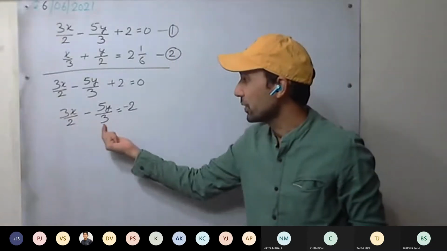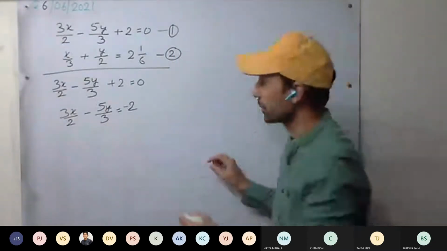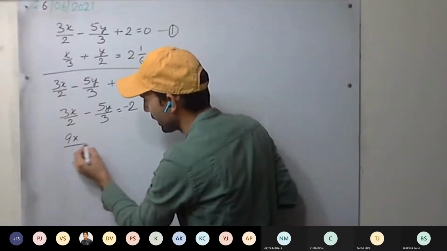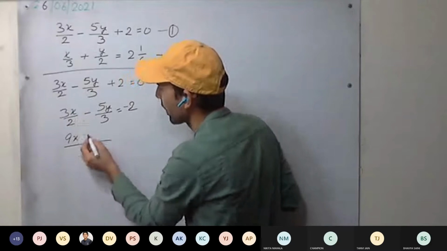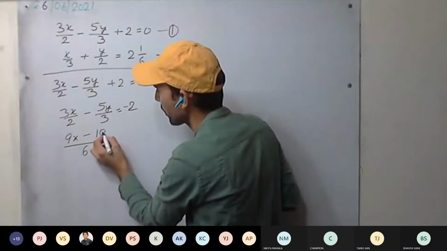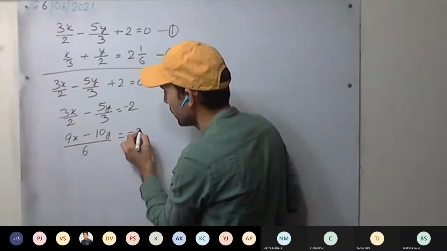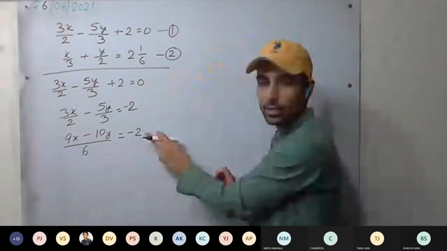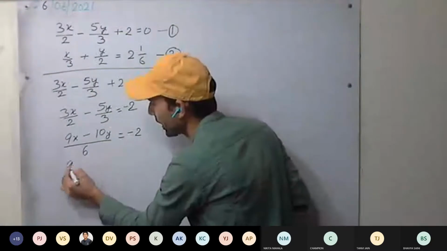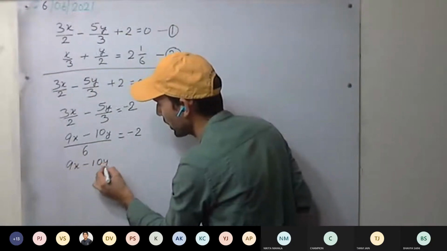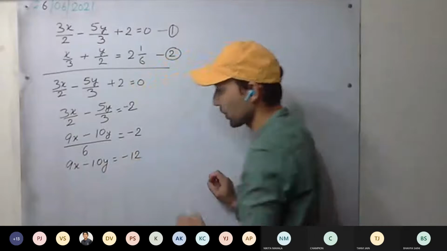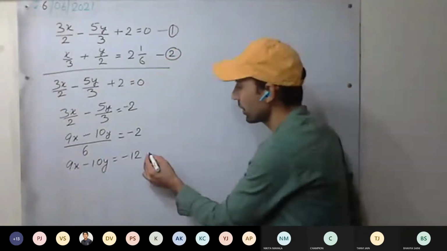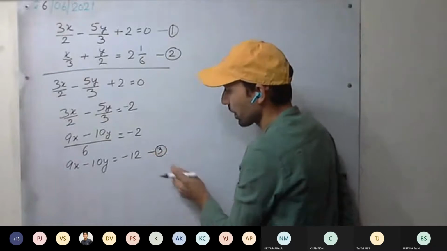Okay, now what do we have to do? We have to take the LCM. So it will be 3 into 3x, 9x, LCM is 6, minus 10y equal to minus 2, and 6 we can take on the right hand side. So it will be 9x minus 10y equal to minus 12. This is clear? This is our third equation.